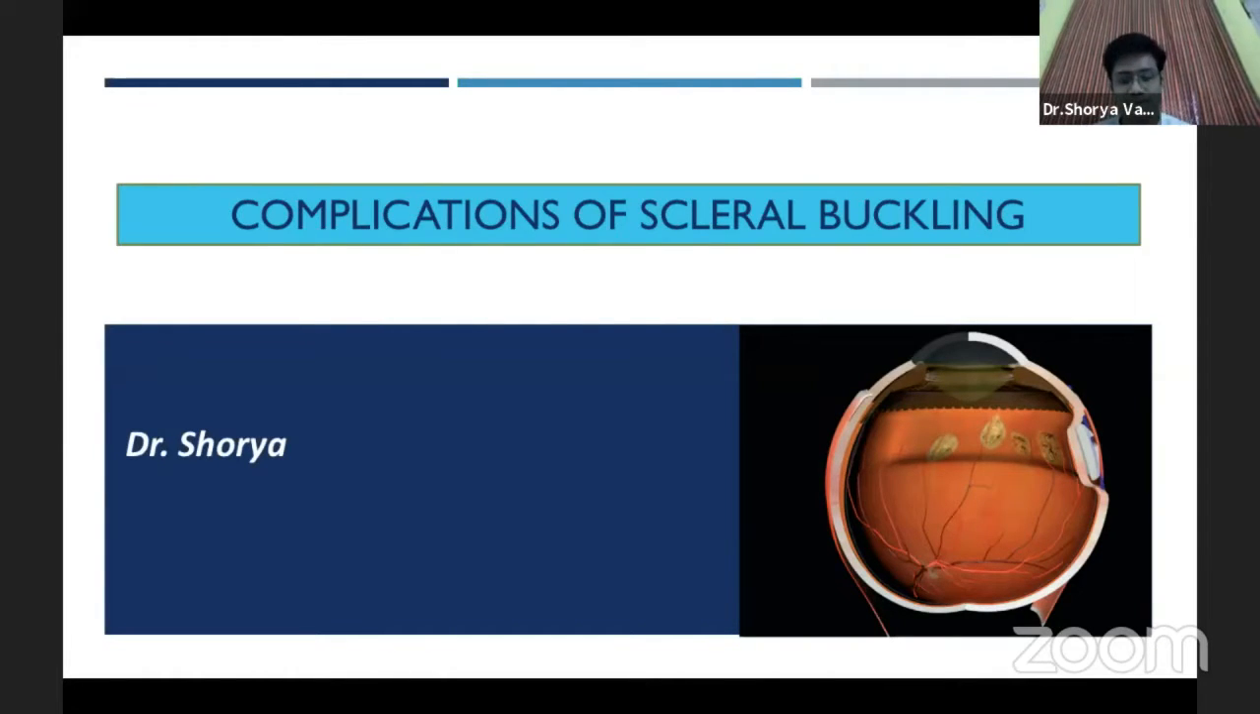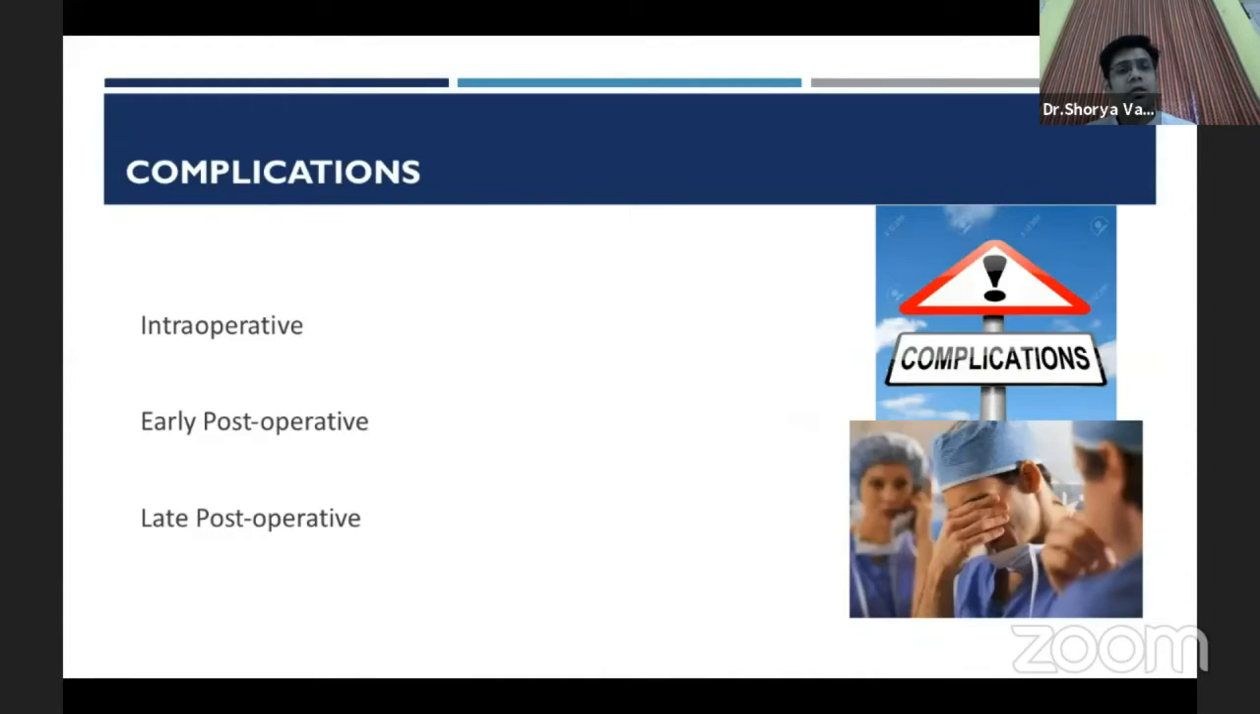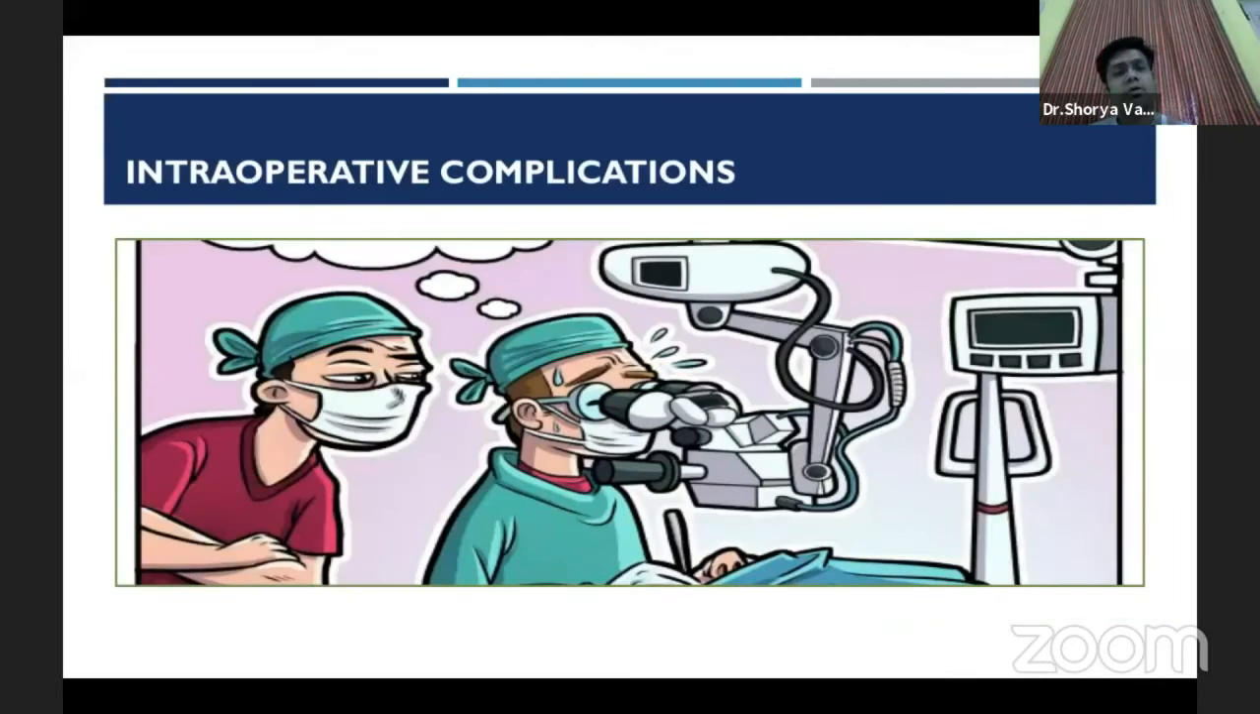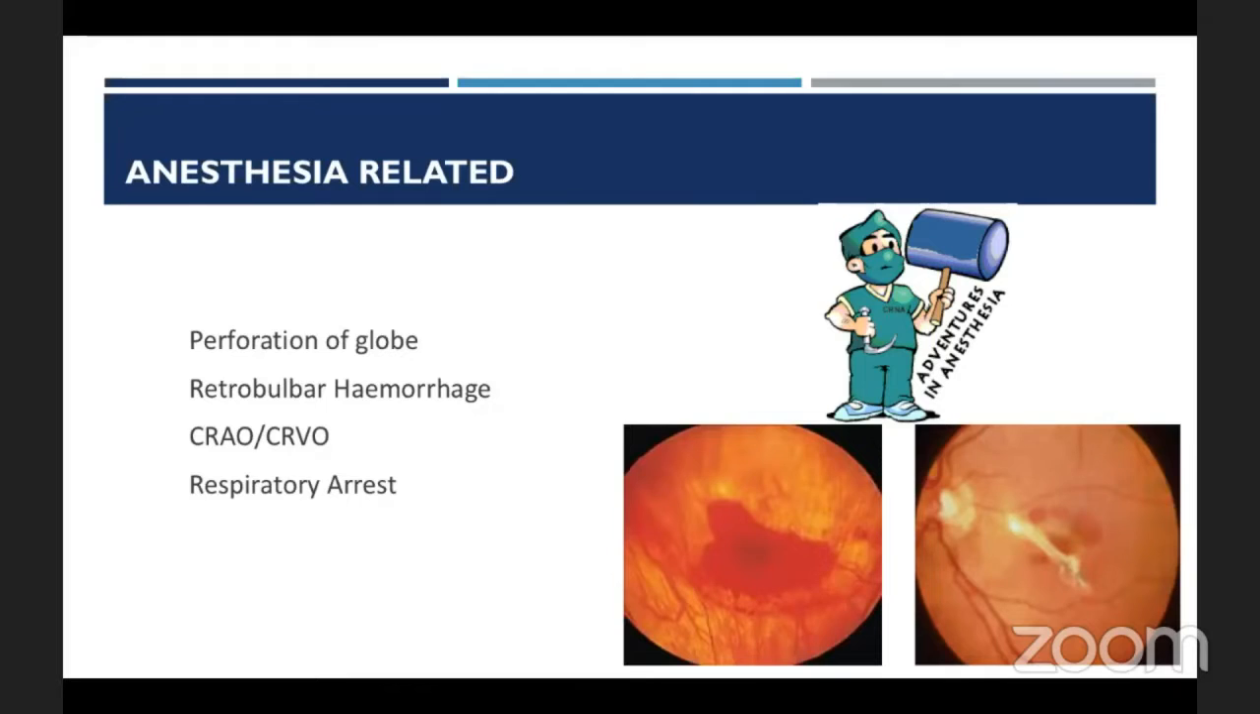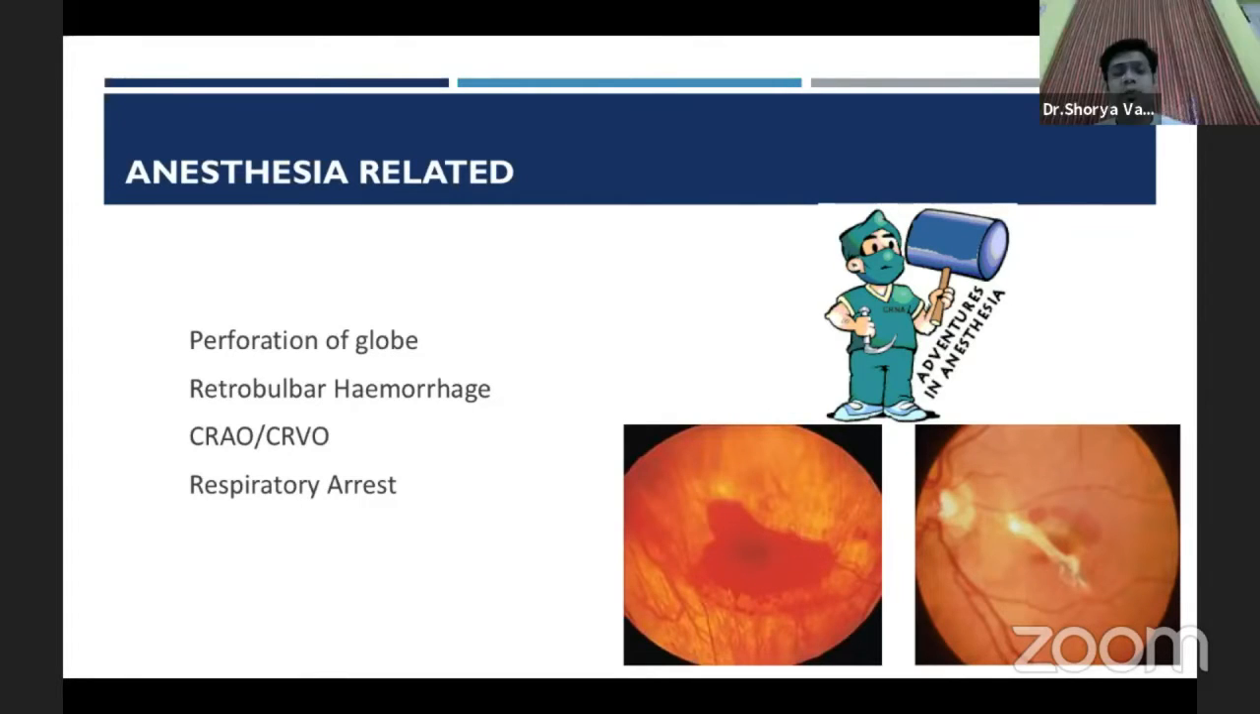So, I'll be presenting on the traditional complications that you find in scleral buckling and how to manage them. The complications can be intraoperative, early postoperative, or late postoperative. Intraoperative complications might be due to the first procedure that you do, which is anesthesia. You might have perforation of the globe or a retrobulbar hemorrhage.